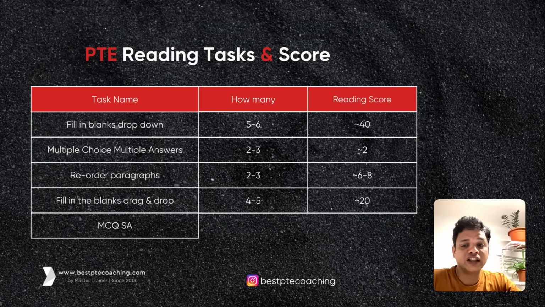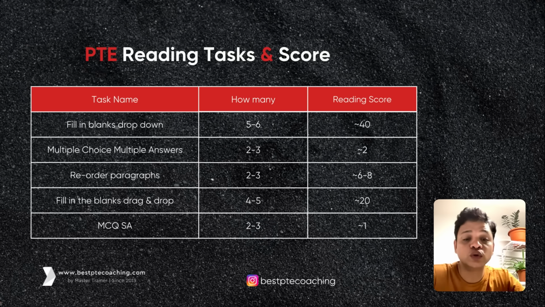So this is your reading. I'm sorry, fill in the blanks, drag and drop. The weightage is up to 20 marks. There will be 4 to 5 questions coming in the exam. Multiple choice single answer: there will be 2 to 3 questions coming from this. The weightage is approximately 1 mark.